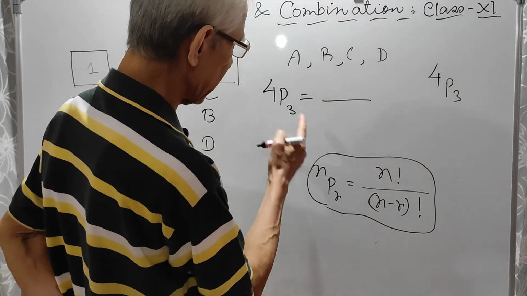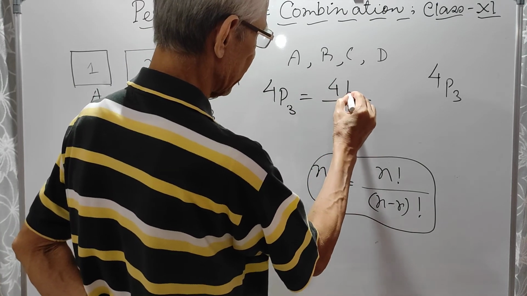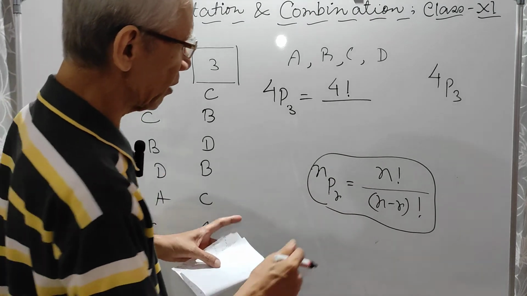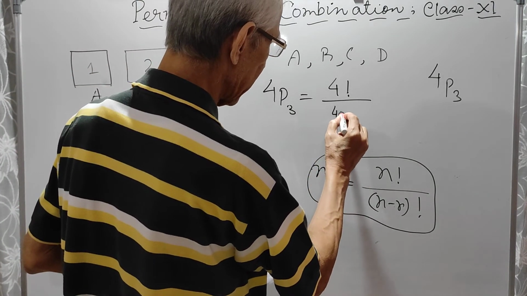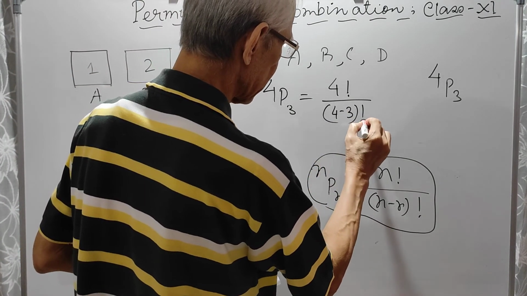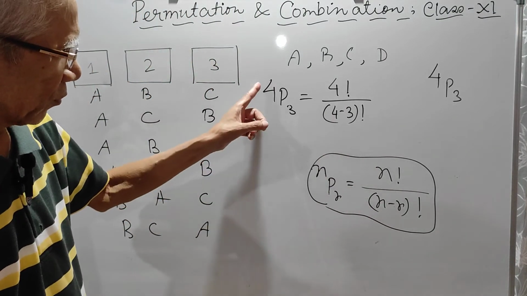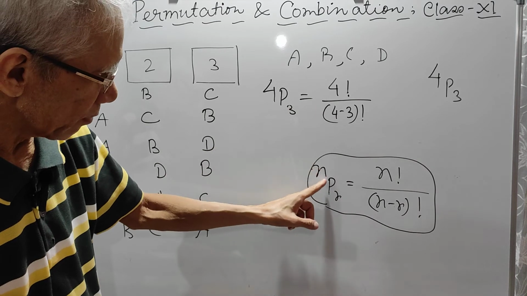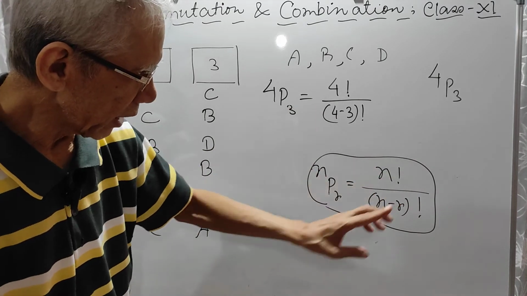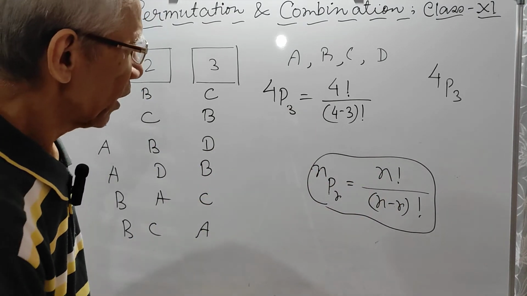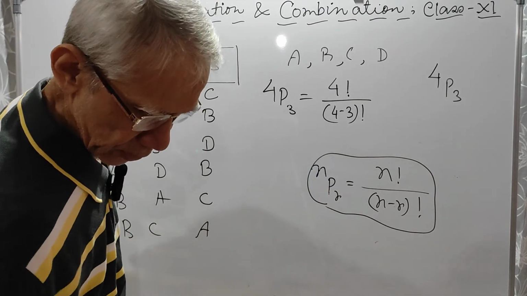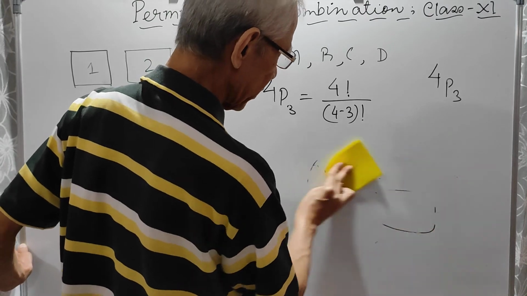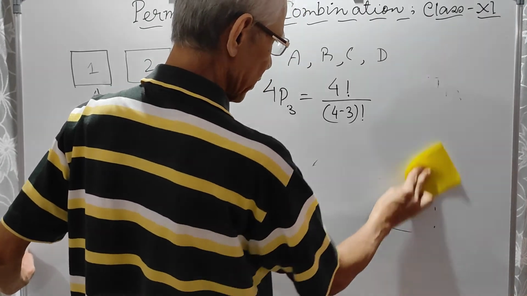4p3. So it will be 4 factorial. Using this formula, you see, 4 factorial divided by 4 minus 3 factorial. Isn't it? So 4p3, 4 factorial divided by 4 minus 3 factorial, just like this, and nPr, n factorial divided by n minus r factorial. Okay. So now using this formula, we wrote that. Now let us calculate this.